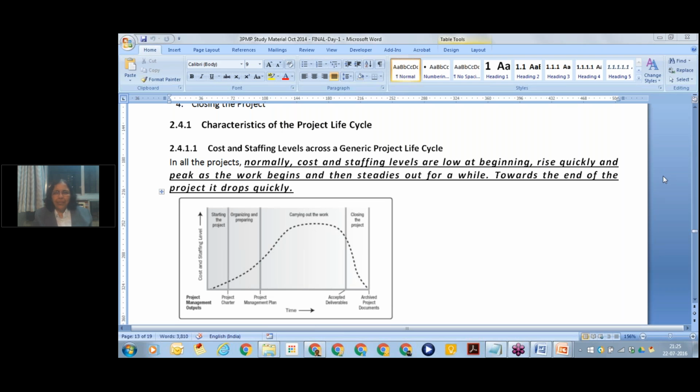Okay, so this is what is explained in the graph here. Initially, at the starting of the project, cost and staffing are low. It starts increasing. When you start actually working, creating the deliverables, executing, it increases sharply. After a certain point, you don't need more team members, so it steadies out. And once the deliverables are ready, it drops sharply and quickly. That is how cost and staffing cycles behave on a project. Very low initially, start rapidly as the work begins, steady out for a while, and drop sharply and quickly.